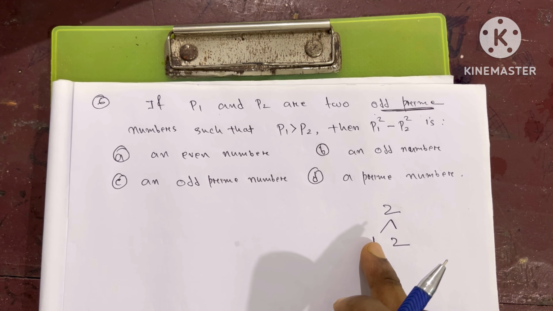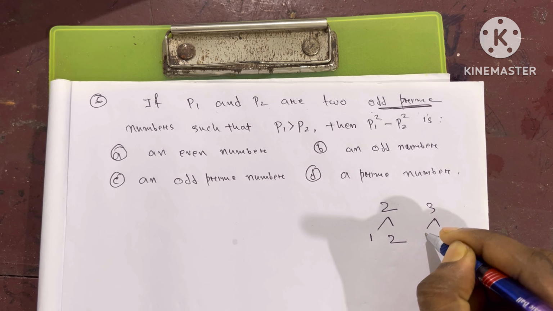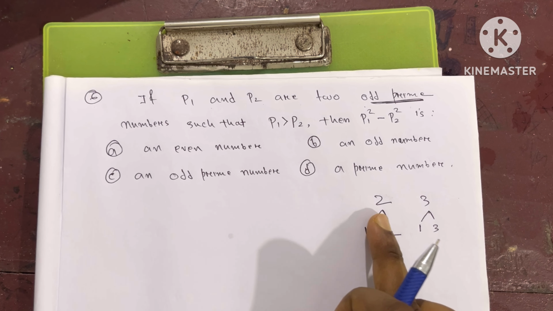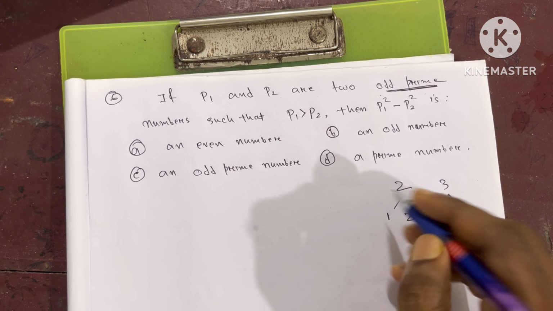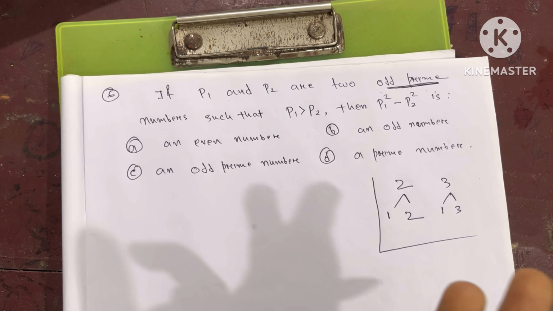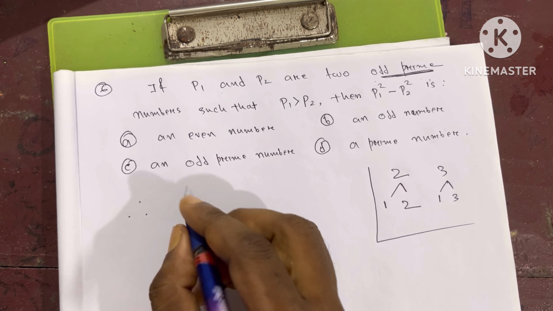Other than 1 and 2 you cannot divide it. So 2 is a prime number. 3 is also a prime number because 3 has only two factors, 1 and 3. And the number which can be divided only by 1 and itself is called a prime number. Yes or no? And you remember there is only one even prime number. Other than that, all are odd prime numbers.